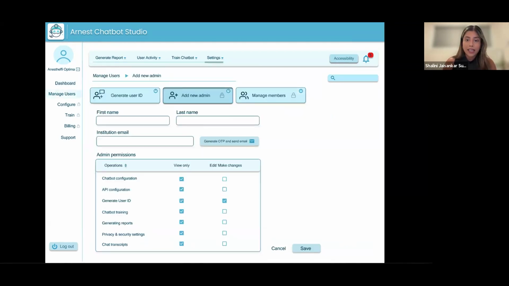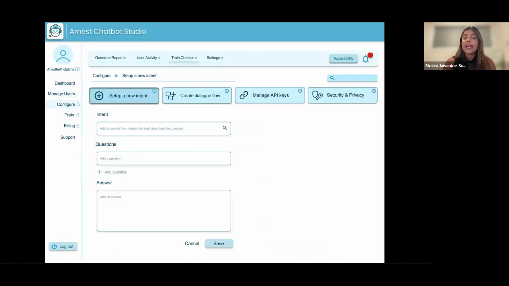In the Manage User section, we have 3 options: generate user ID, which will be done when the patient is registered for obstetric anesthesia; add admin, which is what we are viewing currently, where only the super admin can create and modify admin profiles; and manage members, where authorized personnel can view and download information on user login and admin actions taken to date.